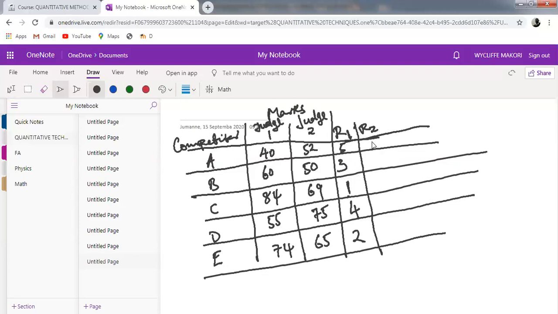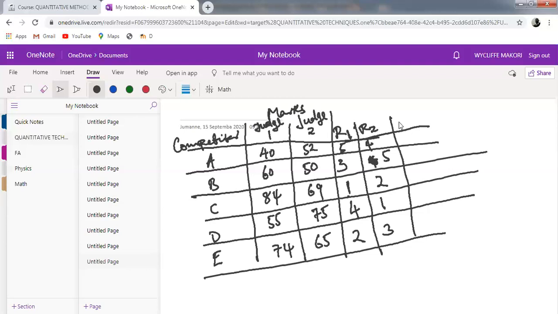According to judge 2, number 1 was actually this person. Number 2 was this. Number 3 was this. I'm just going per the marks. Number 4 is this one who had 50. And sorry, number 4 will be this one. This person would be number 5. Number 5, like that. That is the ranking.